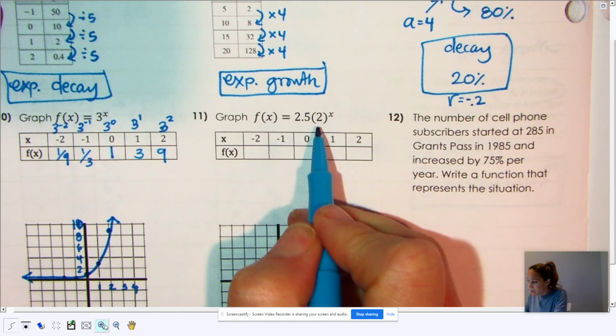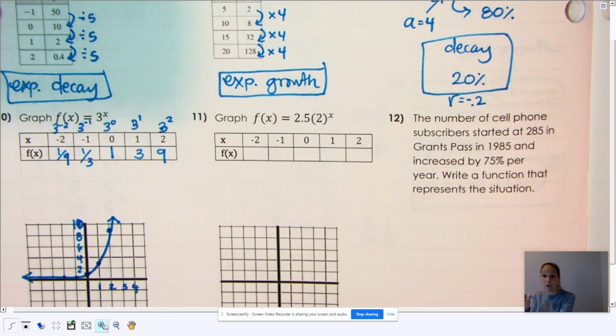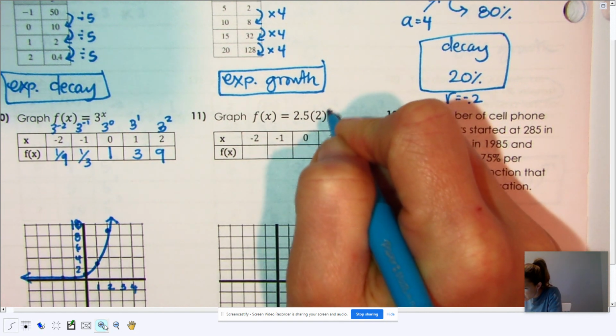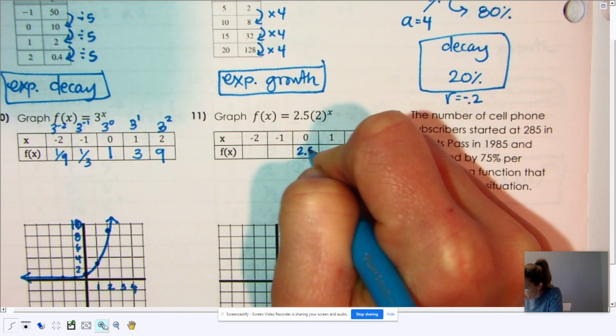But again, we look at the base and we know that it's going to be growing because it's bigger than 1. It's bigger than 100%. So this is going to be growing. So we're going to go ahead and plug in. Like I said, I like to put in the 0 right there. Well, that part would be 1. So I'd just be left with the 2.5.